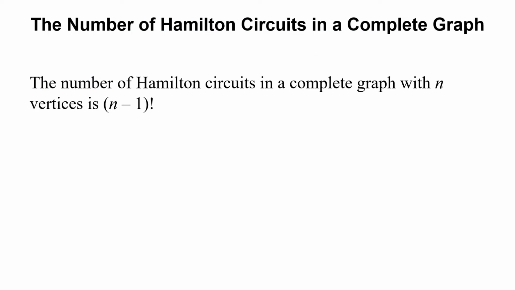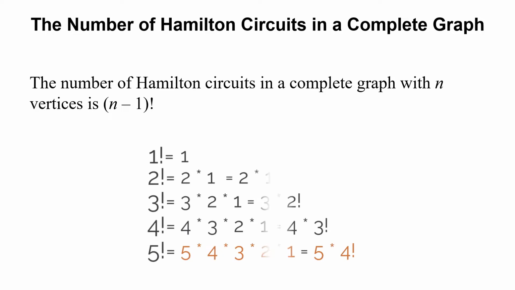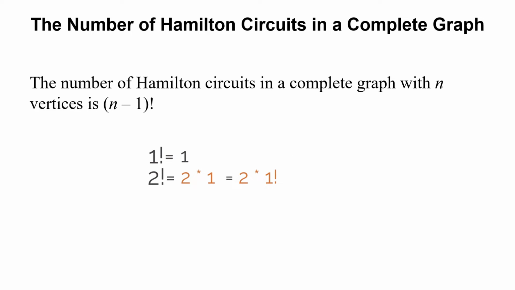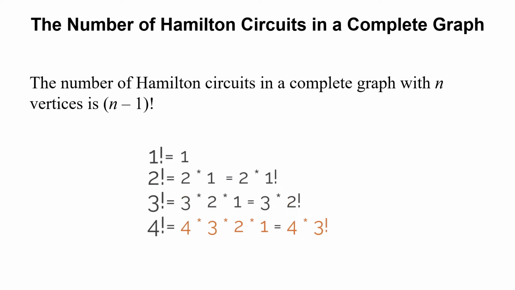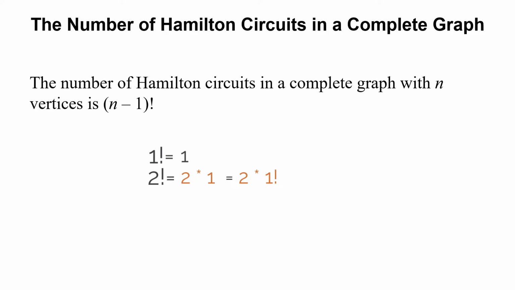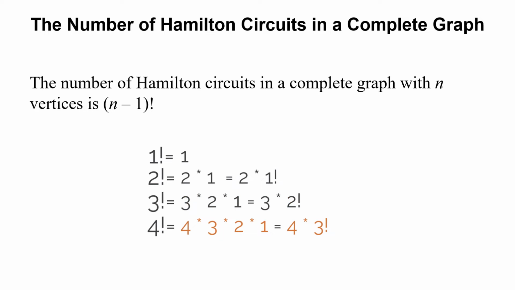The number of Hamilton circuits in a complete graph with n vertices is n minus 1 factorial. So what do we mean by factorial? We can find factorial using the calculator. 1 factorial is 1, 2 factorial is 2 times 1, that's 2, 3 factorial is 3 times 2 times 1, 4 factorial is 4 times 3 times 2 times 1, and keep in mind 0 factorial is 1.